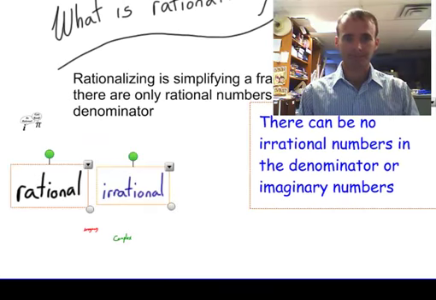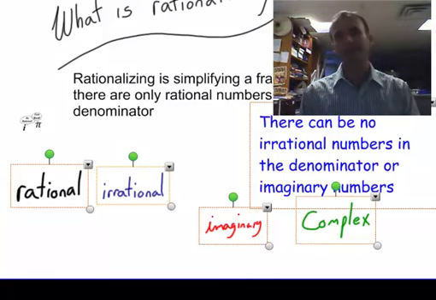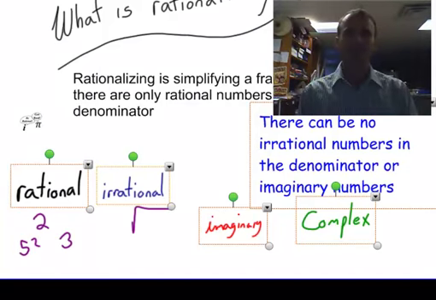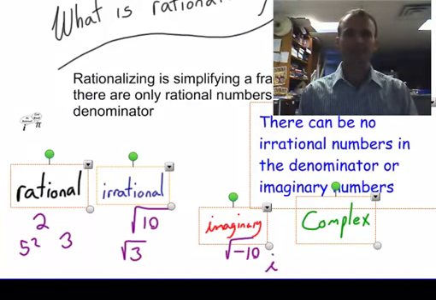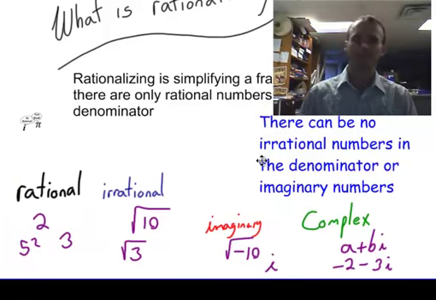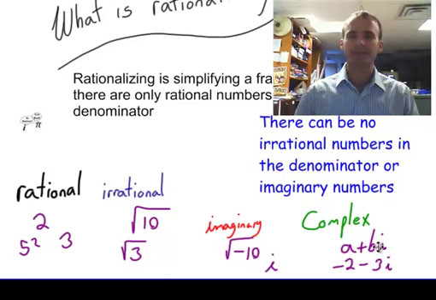So let's look at examples of rational, irrational, imaginary, and complex, which would be part of imaginary. So here's some examples. Notice complex has a real part and an imaginary part, so it's in the form a plus bi.